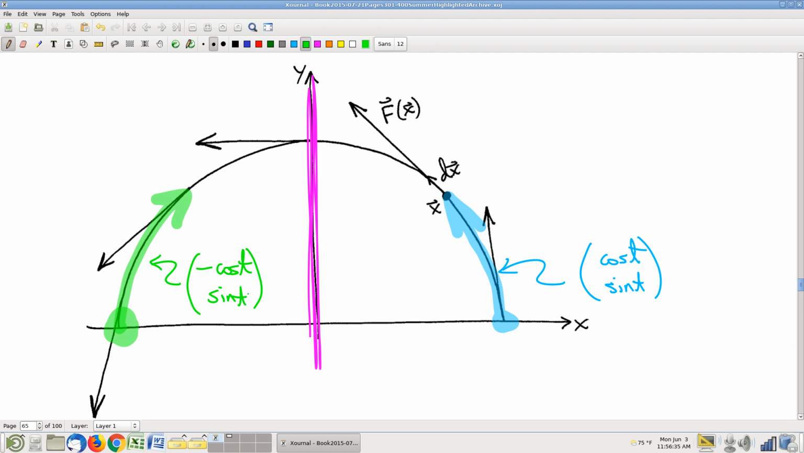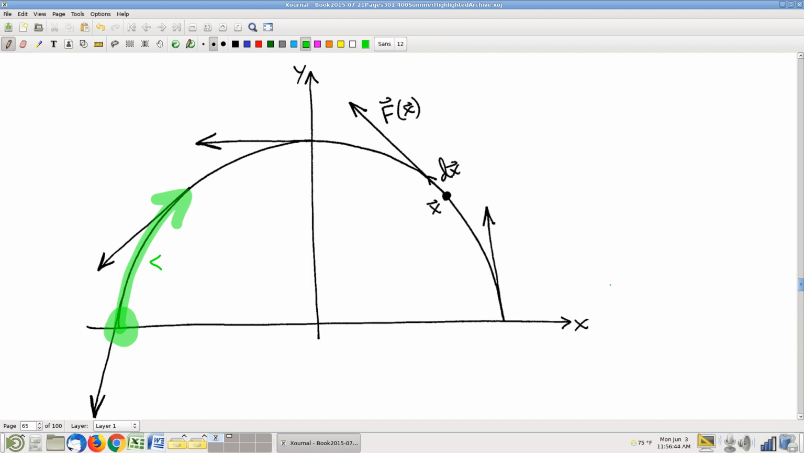Here's a different way to do it with different pros and cons. Another way to do it would be to say, okay, I'm going to draw t explicitly on the picture.